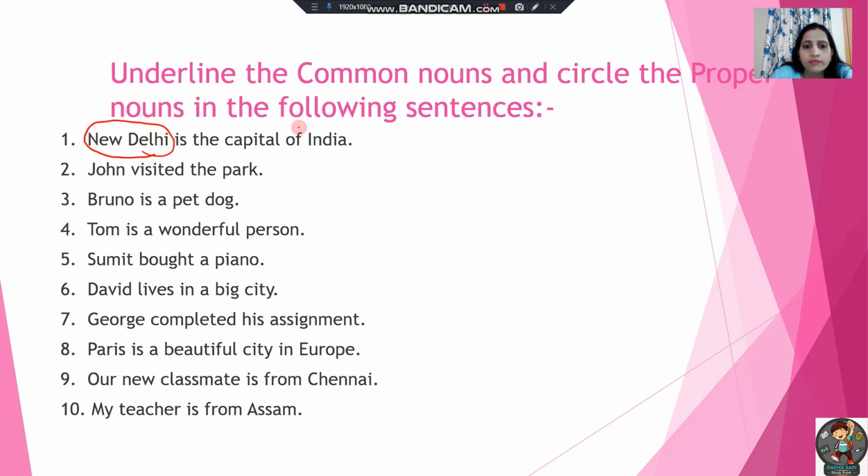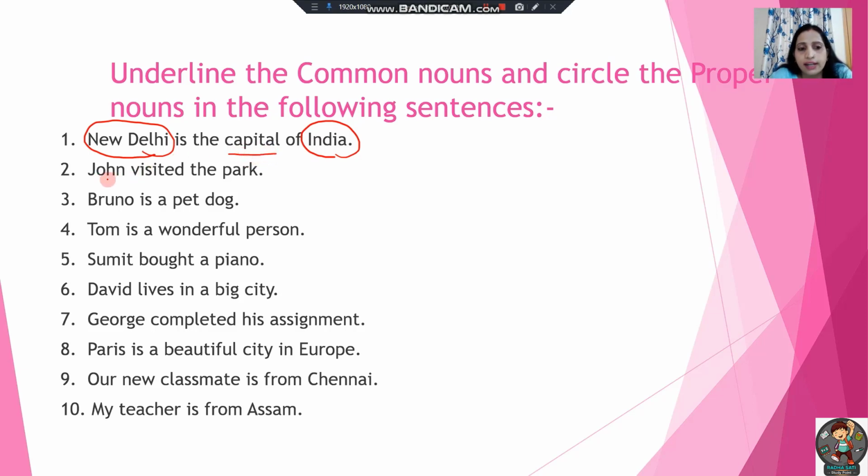And then India, it is also the name of a place. So we will also circle it. It will also be a proper noun. And capital will also be a noun, but it will be a common noun. So that's why we will underline this.